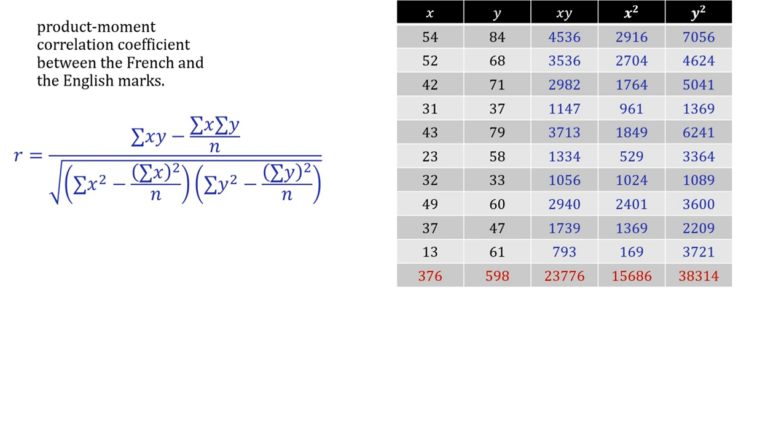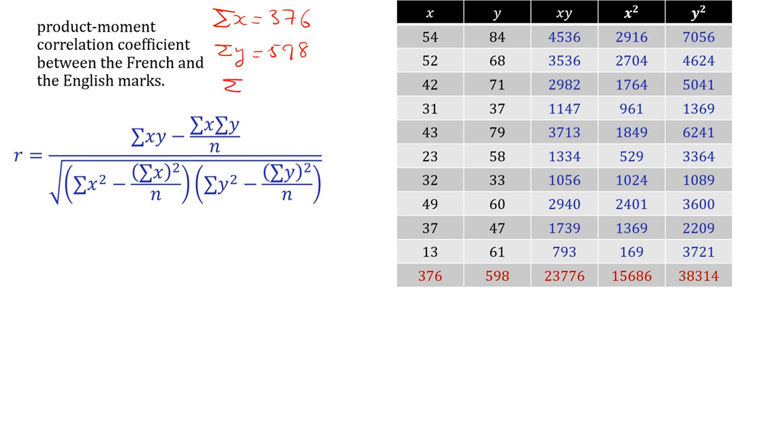Next, the same with y. So for y, we obtain y squared, so 84 squared will be 7,056, and so on and so forth, and we take the sum, which gives us 38,314. Now we see clearly that from the table one can deduce that the summation of x is 376. That's it. Here we have summed all the values of x. We have the summation of y is 598.